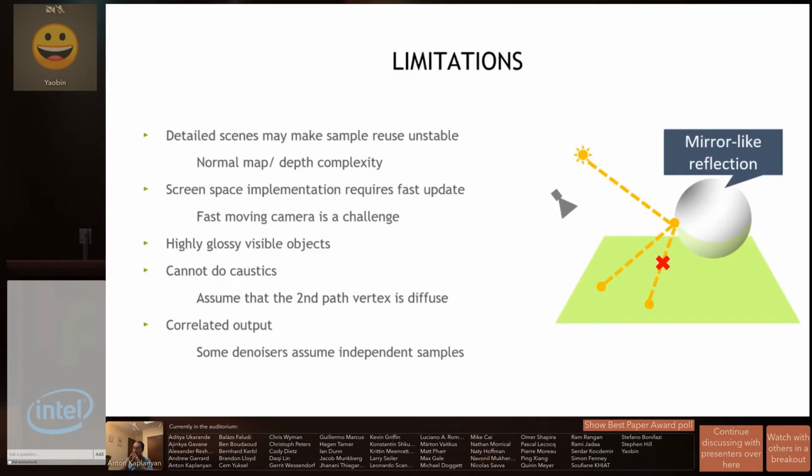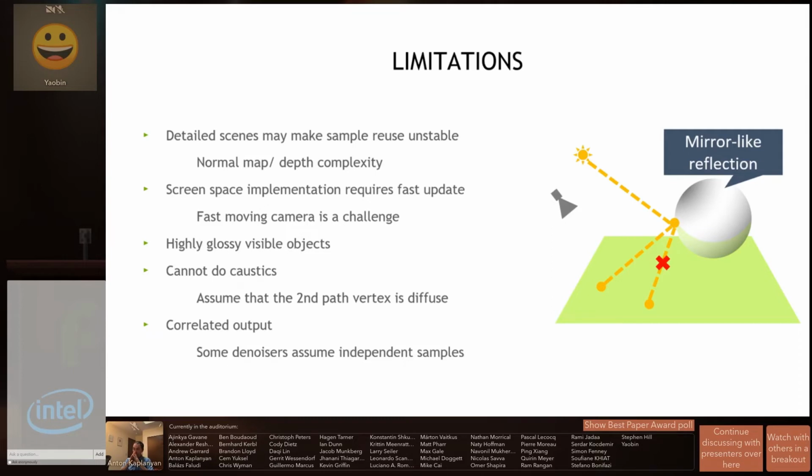ReSTIR GI has some limitations. First, sample reuse assumes that the sample from neighboring pixels is also useful for the current pixel, but it's not always the case, especially for detailed scenes. In this situation, the result will become noisier. Second, although our screen space implementation is simple to implement, it requires fast updates when the camera or scene is changing quickly. Third, sample reuse is not effective for highly glossy objects.